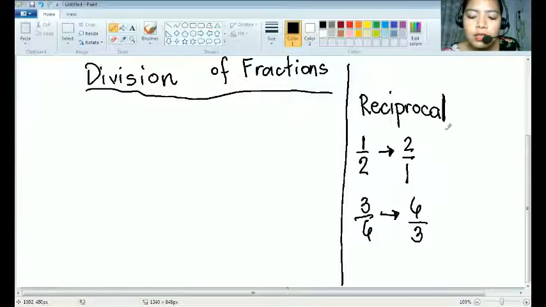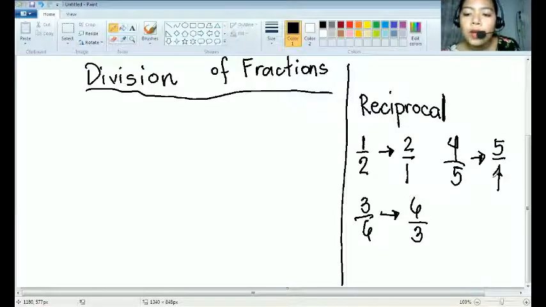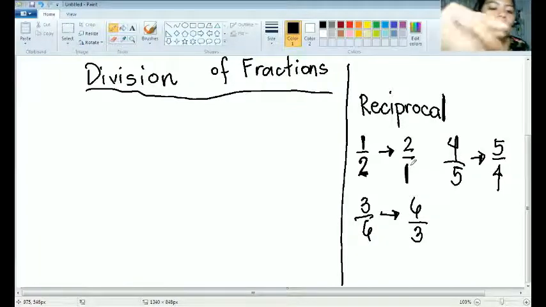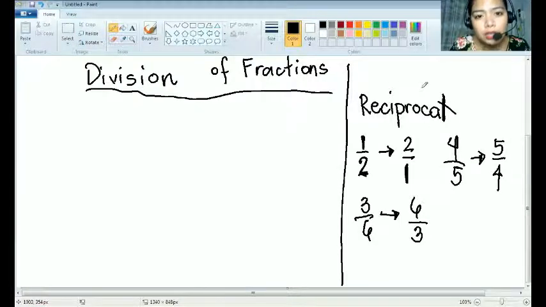Okay? Then next, the reciprocal of 4/5 is 5/4. Okay, 'di ba? So napansin nyo kung ano yung pattern, 'di ba? Yung denominator, ang reciprocal niya ay magiging numerator. So yung numerator ay magiging denominator. So ganun lang kasimple. Okay? So balik tayo dito sa division of fractions. So bakit ko diniscuss to? Kasi gagamitin natin yung term na yan dito sa pagsusolve natin ng division of fractions.